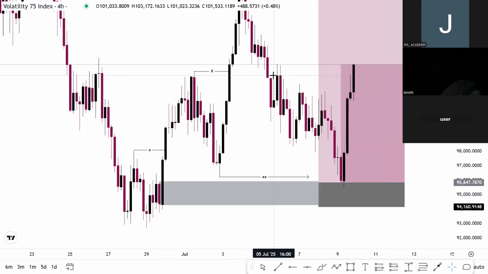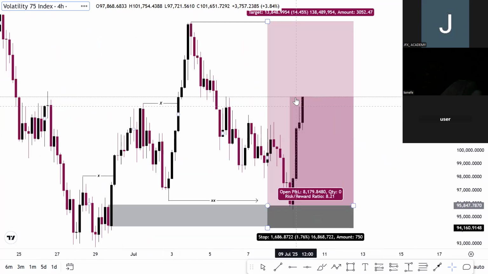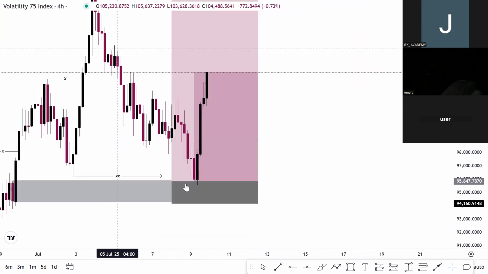Oh, she's pushing. I actually thought this trade was going to take me a week before it hits my TP. It's the trade where we entered today.